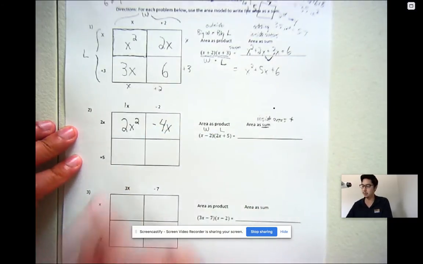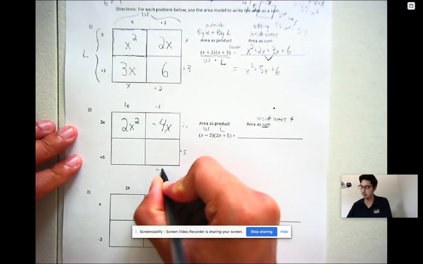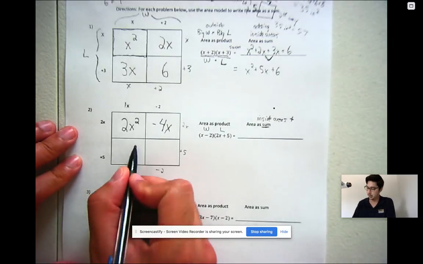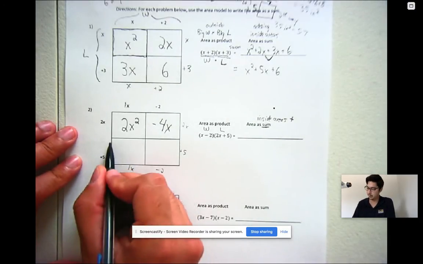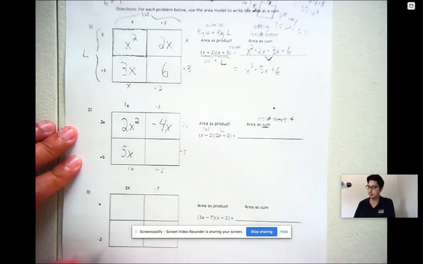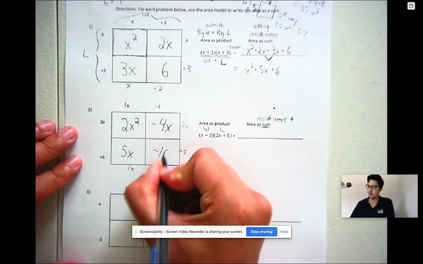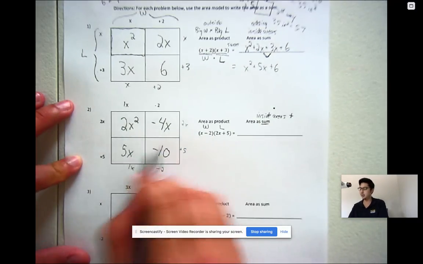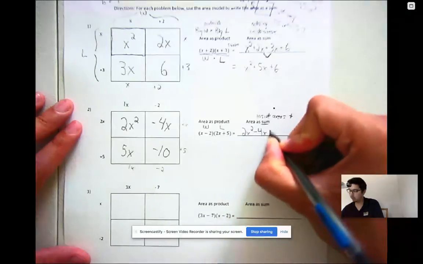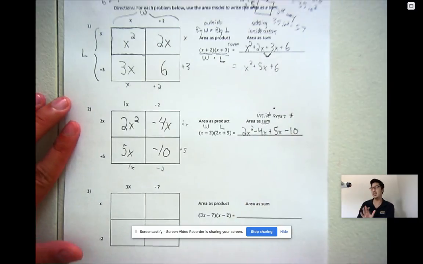And again, if you need to, write these numbers on the outsides to help you see it. You don't need to, but until you get a hang of it, maybe that's what you want to do. This rectangle down here is going to be 5 times 1x, which is 5x. And this rectangle right here will be 5 times negative 2, which is negative 10. Add all those up. You have 2x squared minus 4x plus 5x minus 10. And you're done. That's correct. You don't need to go farther.